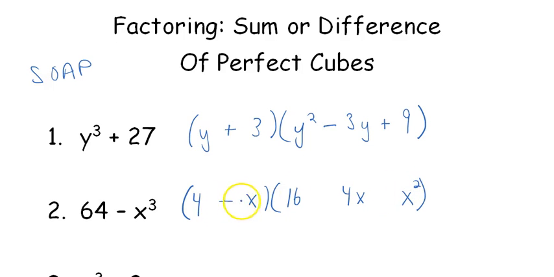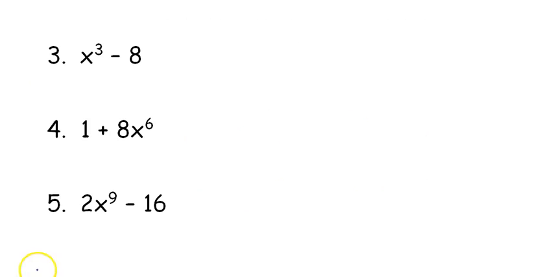Same sign as the problem, so a minus; opposite of the problem, so a plus; and always positive. If you want to pause now and see if you can remember it, that would be a great time, because 3 is an easy one. X cubed: the power is divisible by 3. 8 is a perfect cube because 2 times 2 times 2 is 8.